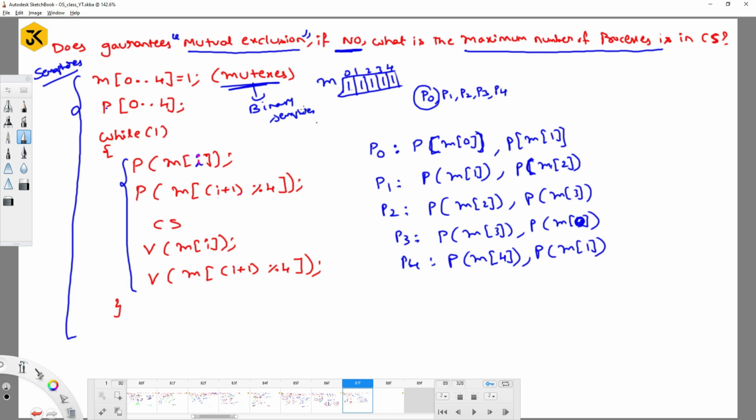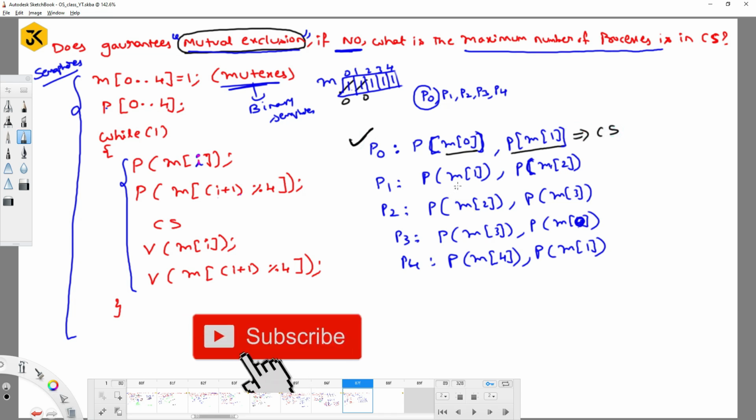Will this code satisfy mutual exclusion or not? Will it be allowed? For example, P0 is executing: m of 0 will be down and m of 1 will be down, so these two are 0. Yes, P0 will be allowed into the critical section. Now P of m1, will it go for execution? No, because if it tries to perform the minus 1, it won't be allowed. Now can I go for P of m2? m of 2, yes, 0, and P of m of 3, yes, will be allowed. Then it also goes into the critical section.